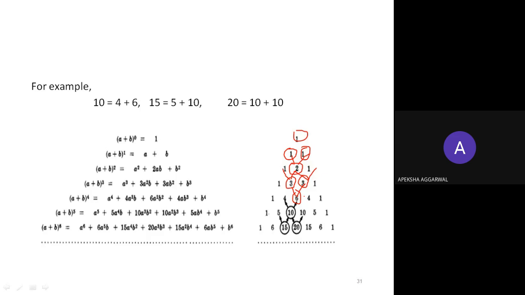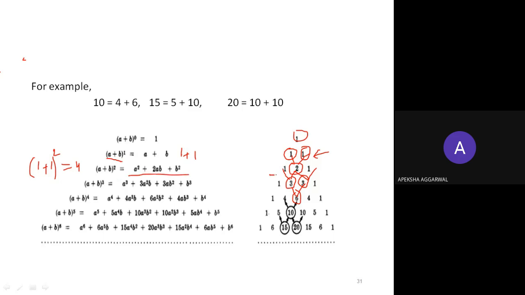Now, if you have a look at the coefficients, so (a plus b), if you do (1 plus 1) to the power 0, you will get 1. (1 plus 1) to the power 1, you will get 1 plus 1. Now, if you do (1 plus 1) whole square, what is it? This is 4, right? So this is a square plus 2ab plus b square.